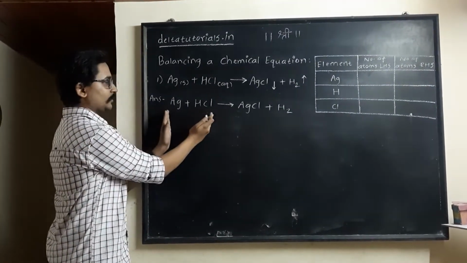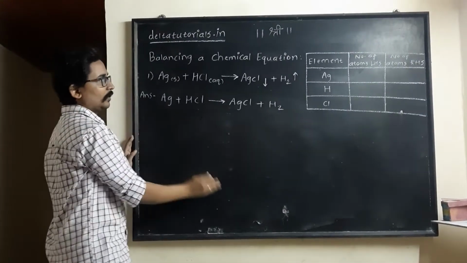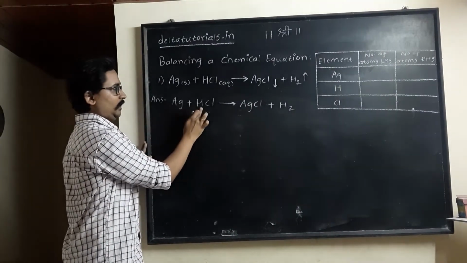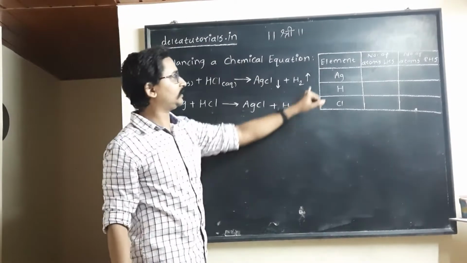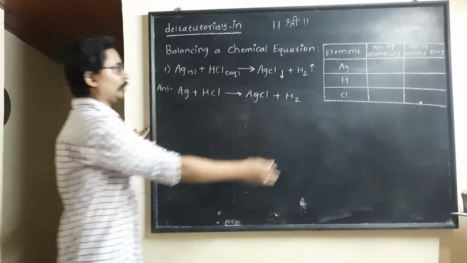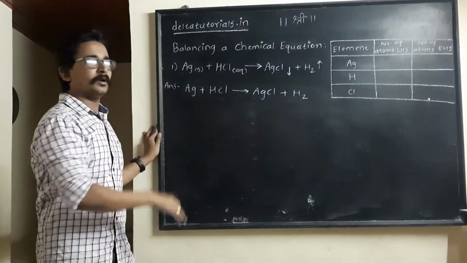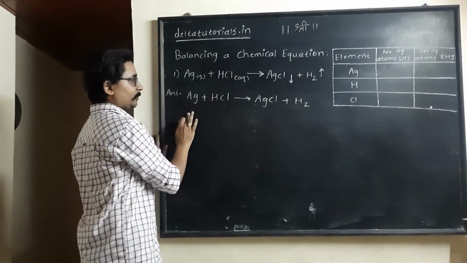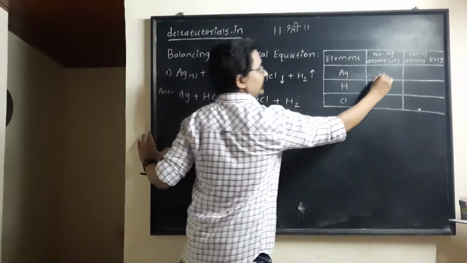We will just focus on the left hand side of this chemical reaction. Silver, that is Ag, H means hydrogen and Cl means chlorine. Only three elements are present in this complete reaction. So all these three elements are written in the first column. Now for the left hand side, how many atoms of silver are present? Only one atom I can see over here. So I will write here 1.